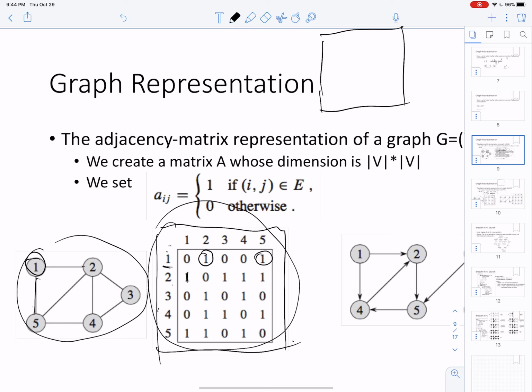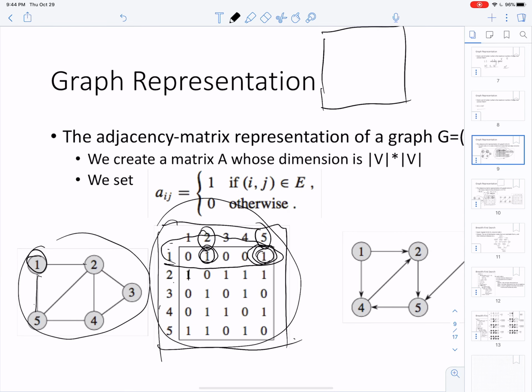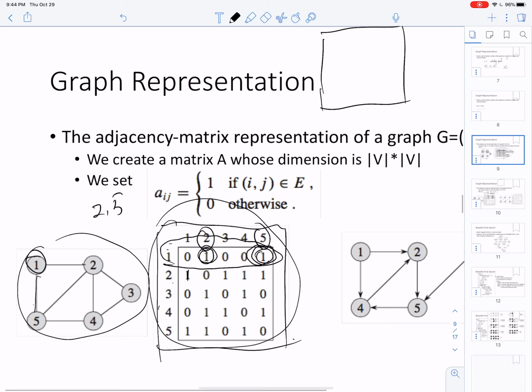Here you should just go to the first row of this matrix, and if we just focus on this row, you should be able to find these two ones, whose corresponding column indices are 2 and 5. This means that 2 and 5 are the neighbors of node 1, which is the same as what we see in the graph. So keep that in mind.